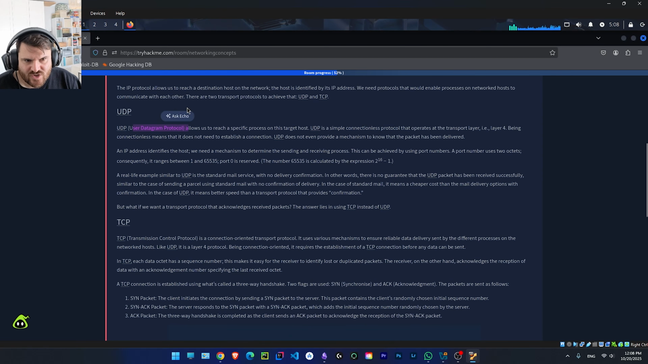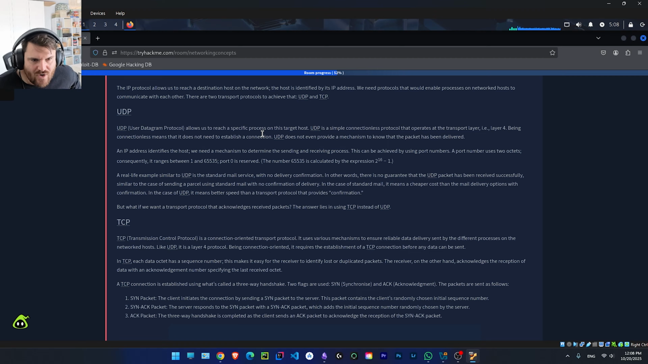UDP, the User Datagram Protocol, allows us to reach a specific process on this target host. UDP is a simple connectionless protocol that operates at the transport layer, that is layer number 4. Being connectionless means that it does not need to establish a connection. UDP does not even provide a mechanism to know that the packet has been delivered.